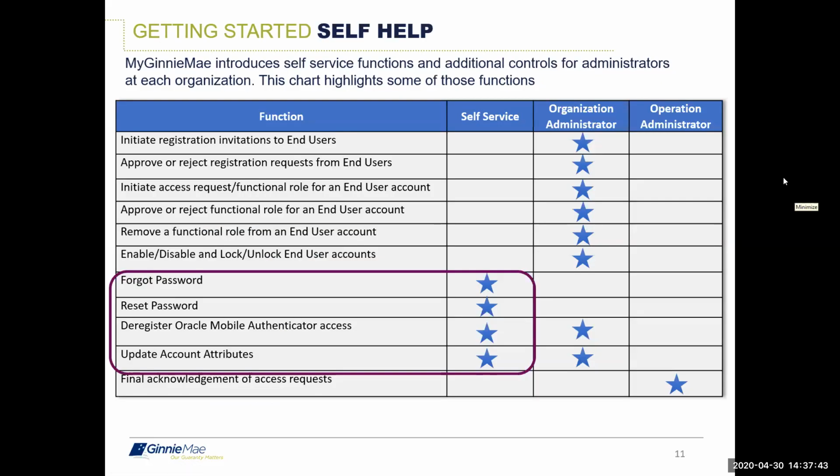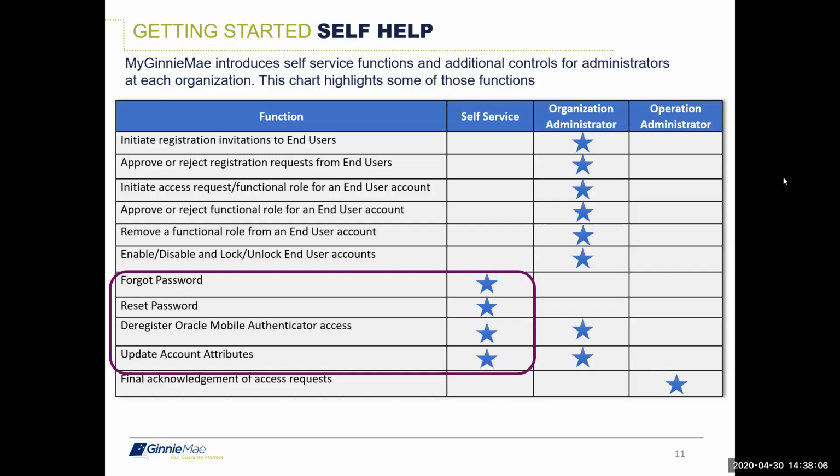Okay, so a little bit here on what you can do on your own. You'll see here there are several functions that your organization administrators conduct on behalf of you and your account, a few things that they can assist you with. The only thing that the operations administrator at the Bank of New York Mellon can assist you with is final acknowledgement of your functional role requests.